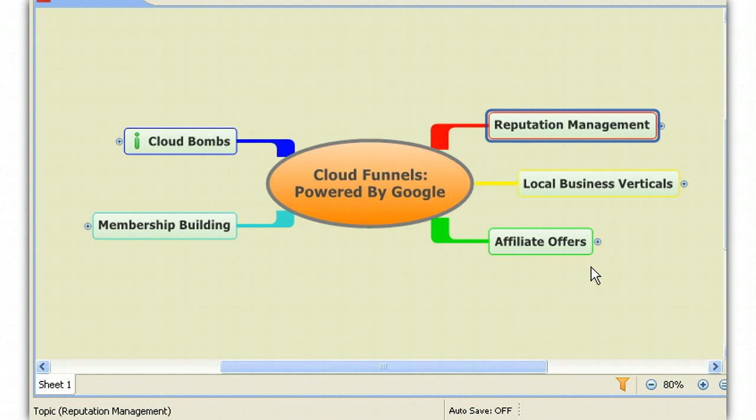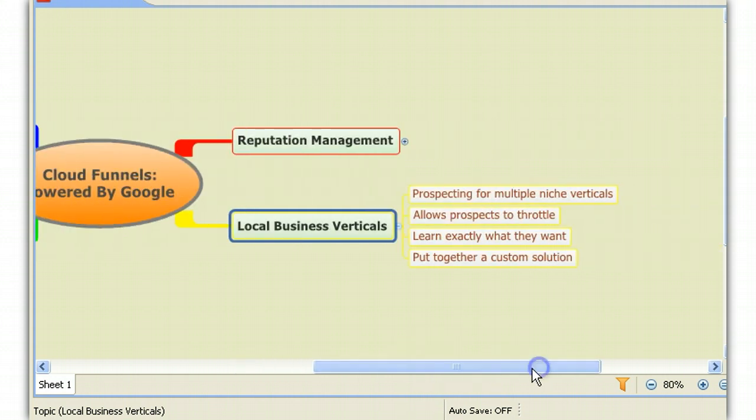Just, here you go. But essentially, we'll talk about how to leverage this tool, the Cloud Funnel, to attract local business verticals. You can actually use this to streamline prospecting for multiple niche verticals. You do the work once, right? And it allows the businesses and small business owners to throttle how they want to engage or interact. It'll learn exactly what they want. You can put together a custom solution for them.